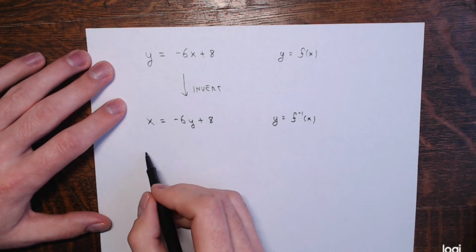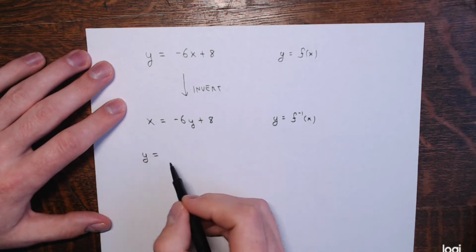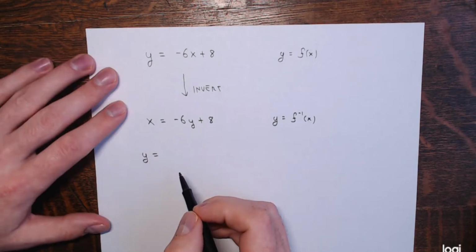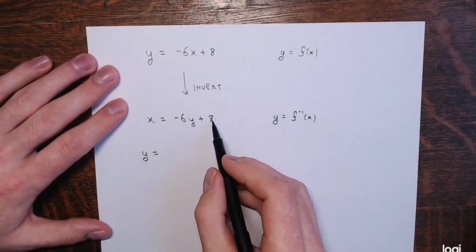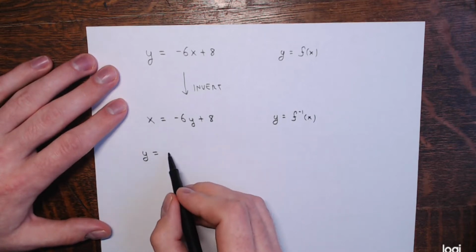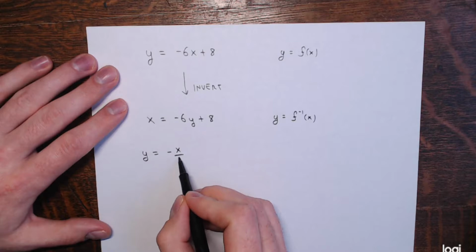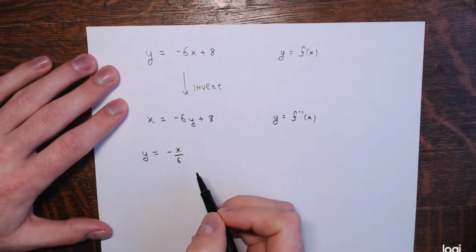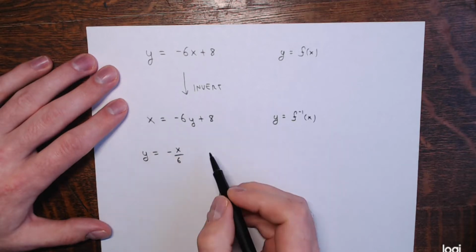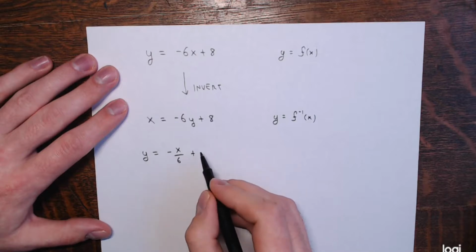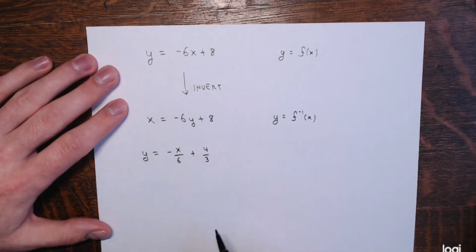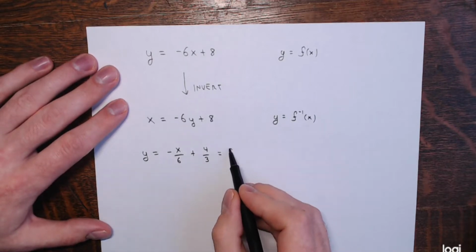And then we solve for this new y. So I'd subtract 8, divide everything by negative 6, and it looks like they write everything in fractions form. So like minus 8 and then divide by negative 6, that'd be negative x over 6, or negative 1/6 x. And then negative 8 divided by negative 6 be positive 4/3. Right, so negative x over 6 plus 4/3, there's your f inverse of x right there.